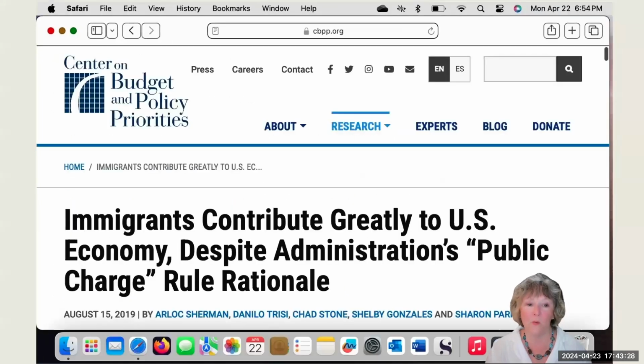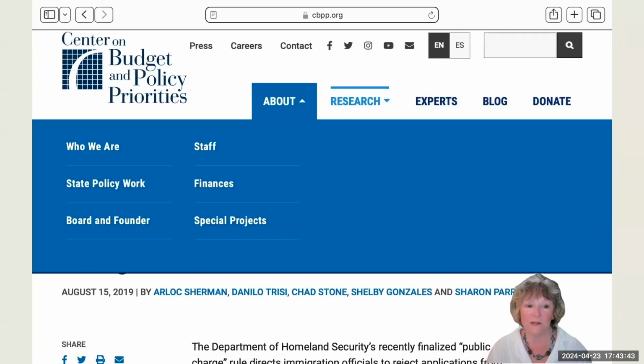And when we go to that website, this is what pops up. We see the name of the organization, and up at the top, it shows about, research, experts, blog, and donate. And you see an article that does have a byline on it. And as you scroll down to the bottom of the page, you see the same information you saw at the top in terms of about, research, experts, etc. So we're going to take a look at who we are.